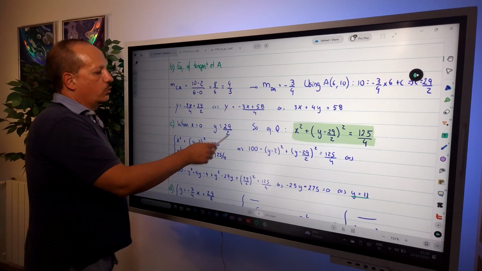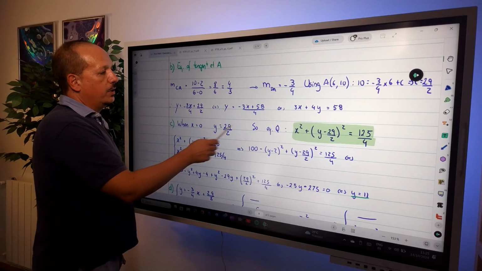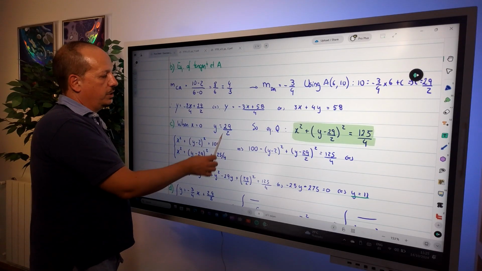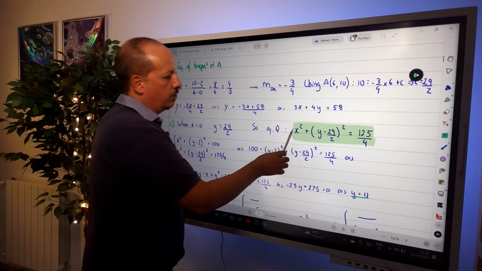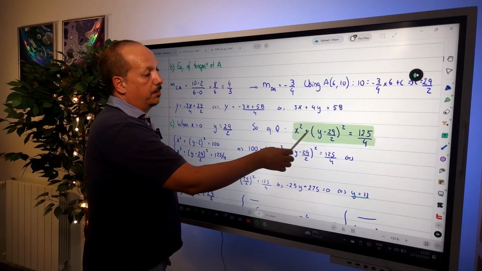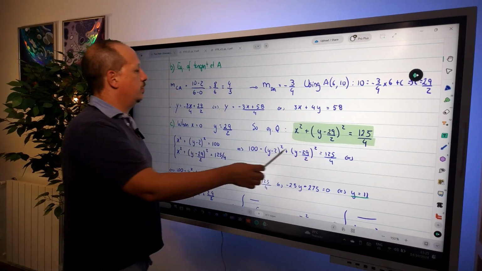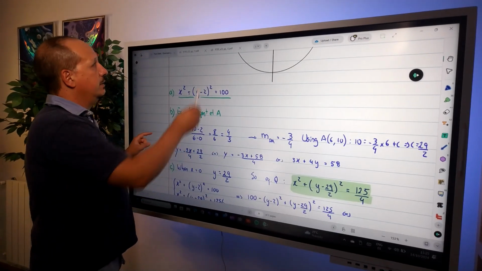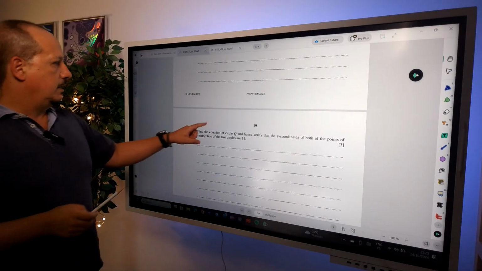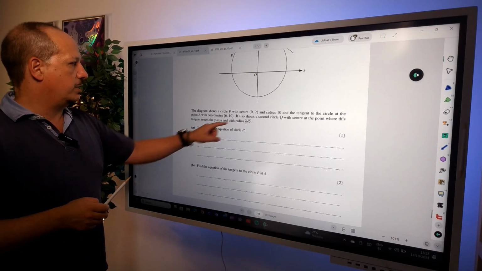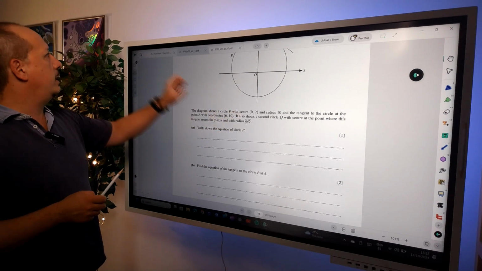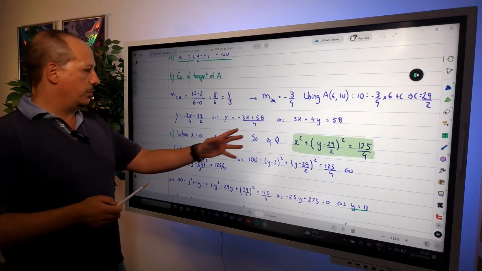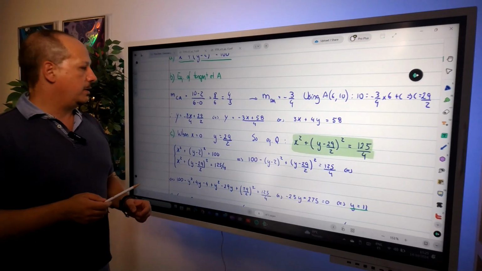Okay, here. The y coordinate is 29 over 2. So the equation of Q is going to be given according to these coordinates of the center. So it's x minus 0 squared plus y minus 29 over 2 squared equals the radius, which was given over here. If you square this, this is what you get, 125 over 4. So here you have already the equation.